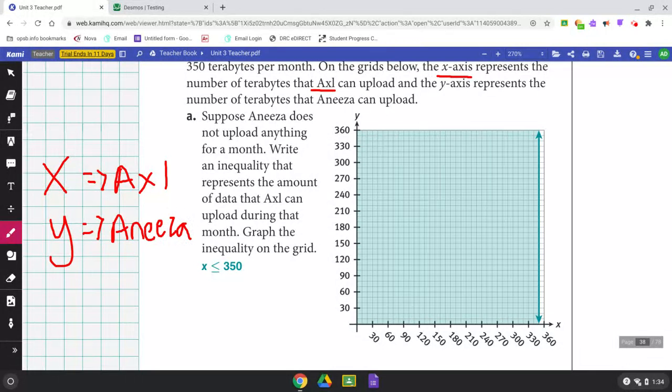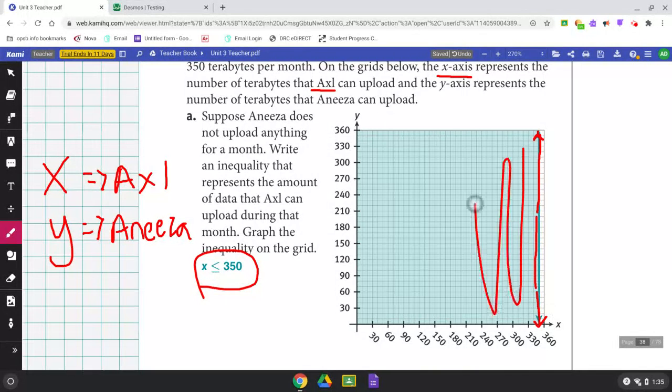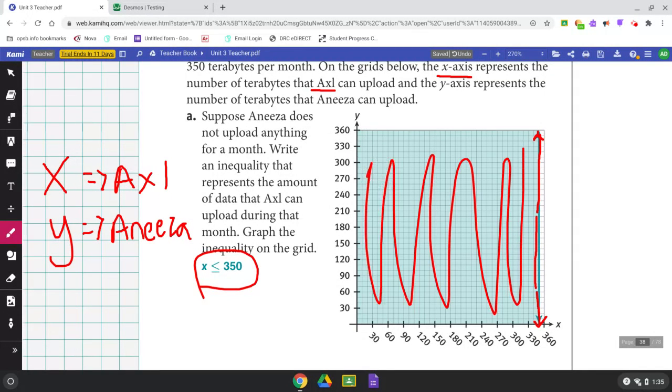So that means that the X values have to be less than or equal to 350. The amount of data that Axel can download has to be less than or equal to 350 terabytes. So you would draw a vertical solid line, because he can upload exactly 350, at 350 and shade to the left where the values are less than.